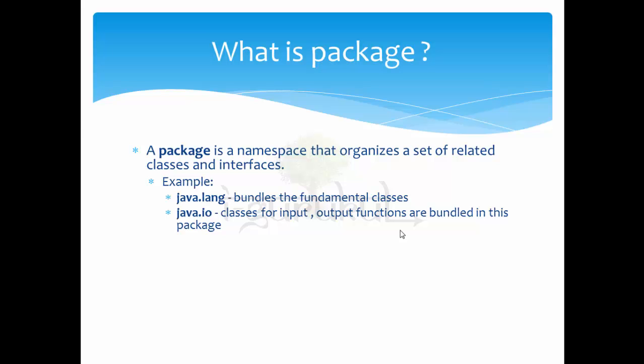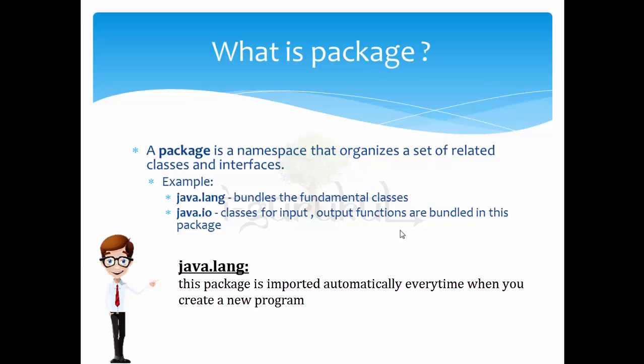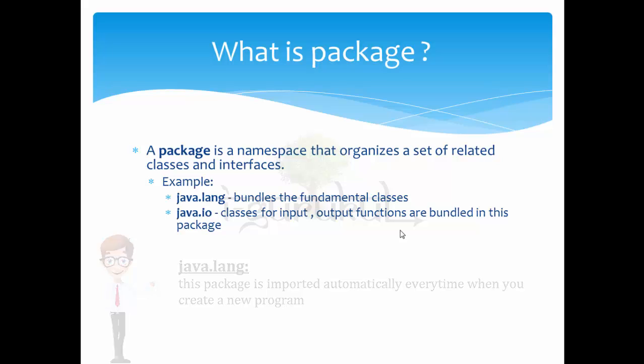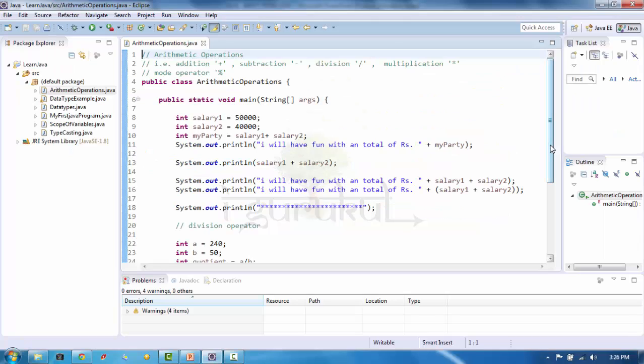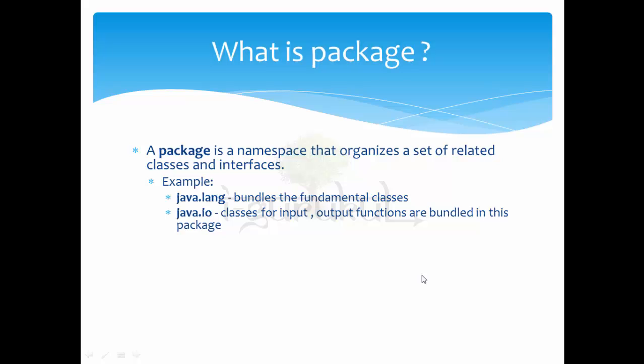As you can see in the example, I have first written java.lang, that means java language. It is a default package which is imported into your program every time. So what does this package contain? It bundles the fundamental classes. Suppose you have created this program. It contains public, class, static, int, System, out, println. These are the keywords in this class. All these keywords are instances of some class, and the definitions of those classes are stored in that package. So the java.lang package contains the basic fundamental classes which are necessary and used in every program.